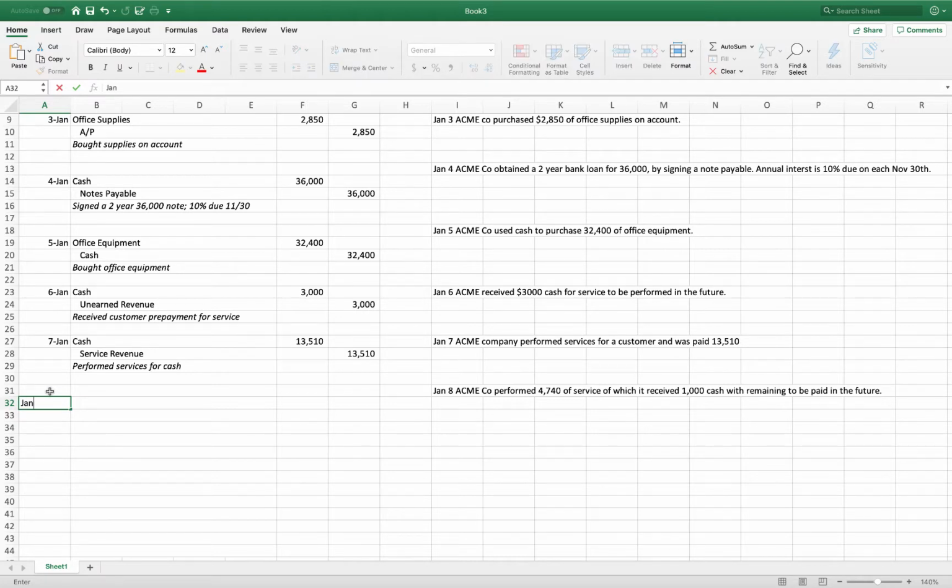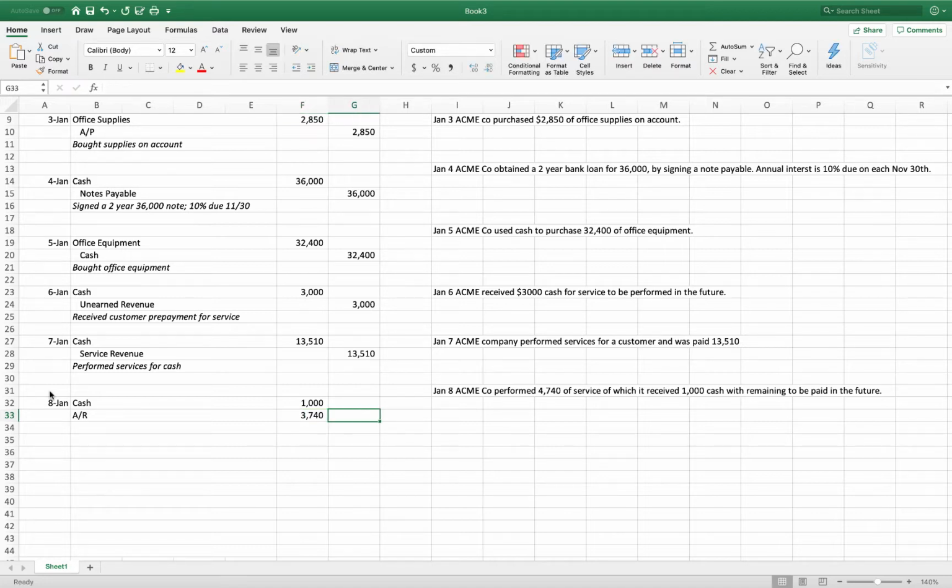Very simple. January 8th, right? What are my debits? Well, I have two assets, cash and accounts receivable. Already identified those two. They are assets. Assets increase with a debit. Assets also decrease with a credit. So I'm going to debit cash for how much? $1,000.